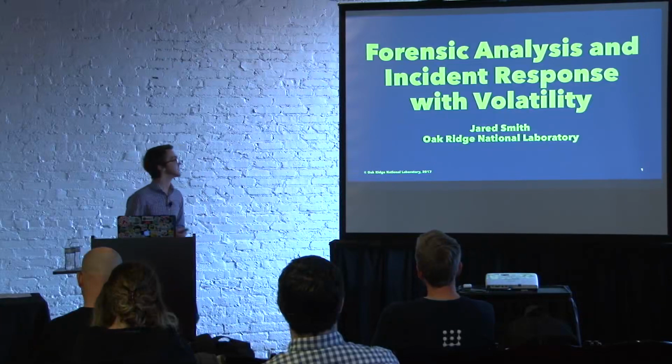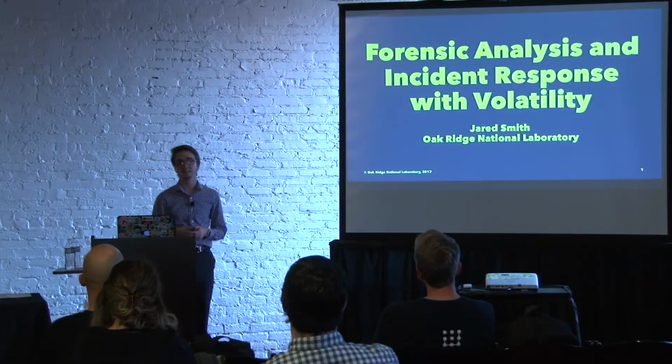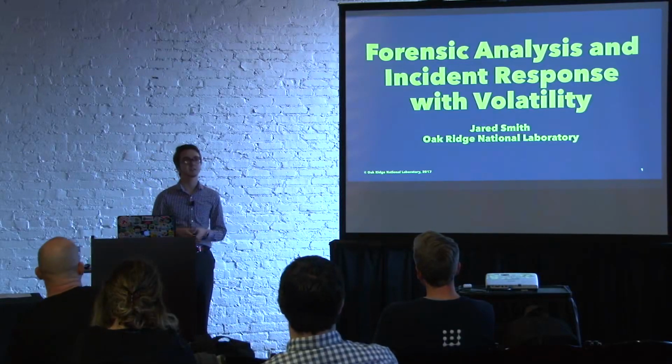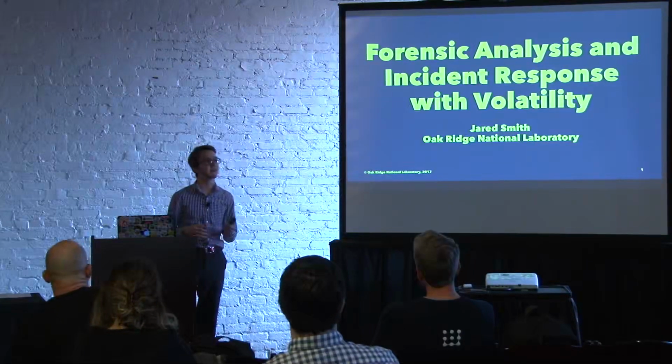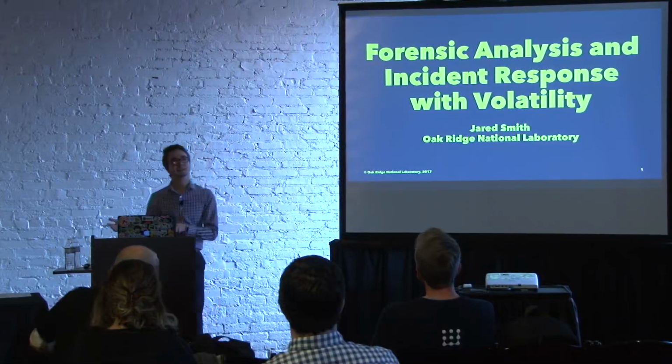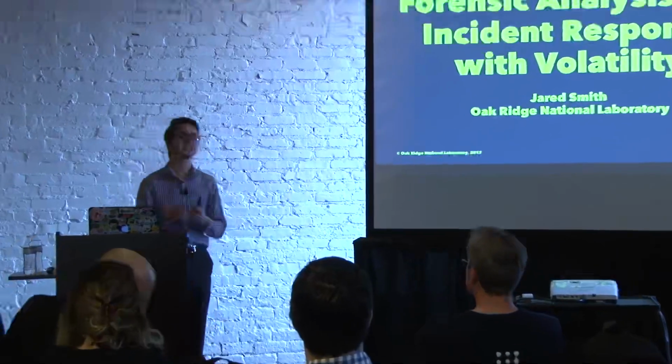So my name's Jared Smith, and I'll be talking about forensic analysis using Volatility. It's a popular tool in the ecosystem for doing forensic analysis of host machines after an incident, or just in general investigating the machines you have in your network. And I'm from Oak Ridge National Laboratory. I'm a research scientist there, and we'll go ahead and get started.